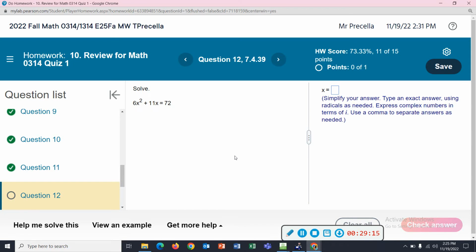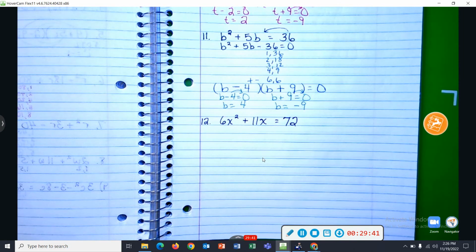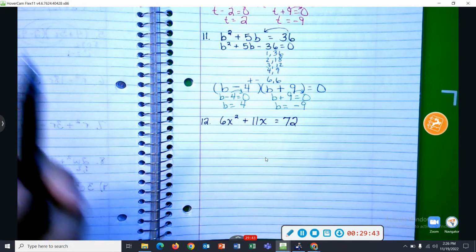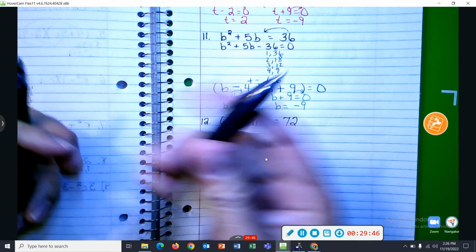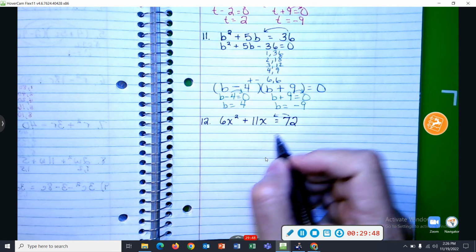Okay, number 12. 6x squared plus 11x equals 72. Solve this equation. Okay, well, we got to move the 72 over. Got to have a 0 on one side.